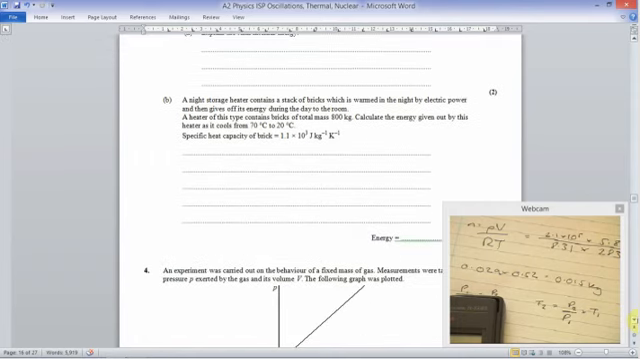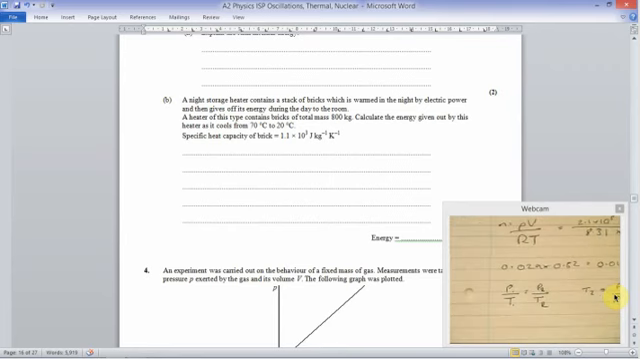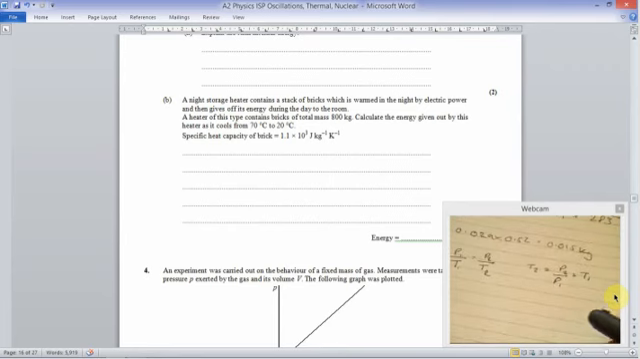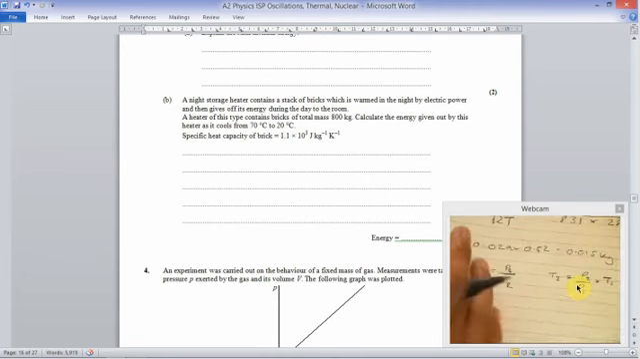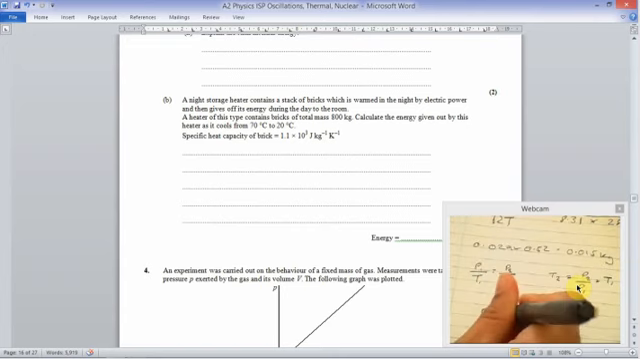Okay, so we've got a night storage container here with a stack of bricks. It's warmed in the night by electric power and gives off its energy during the day to the room. The heater normally has bricks coming together of 800 kilograms. Calculate the energy given out by this as it cools from 70 to 20. Okay, so equals mc delta theta.